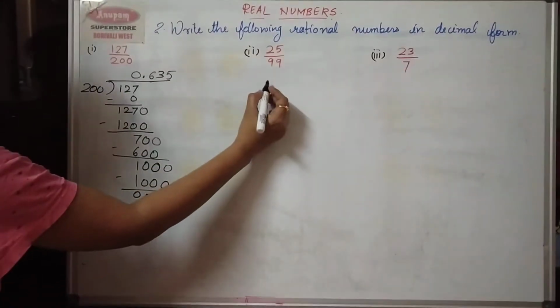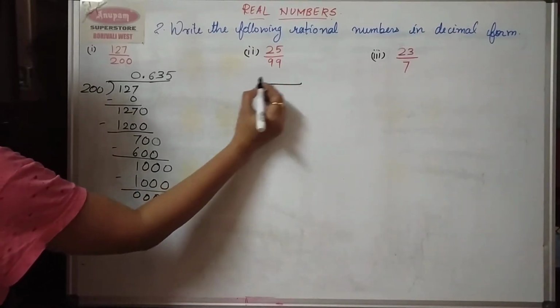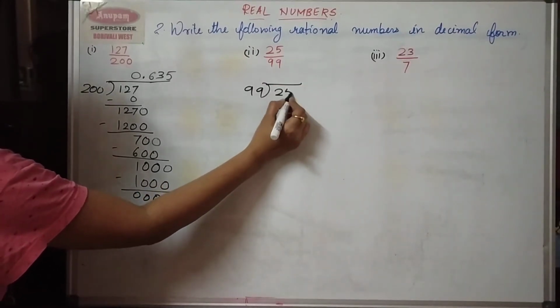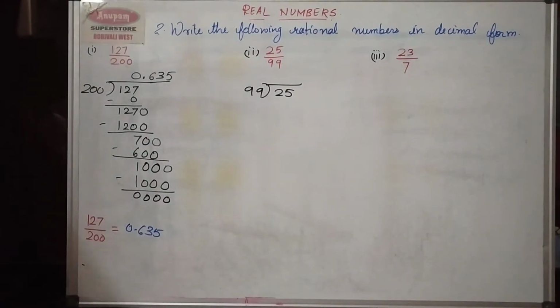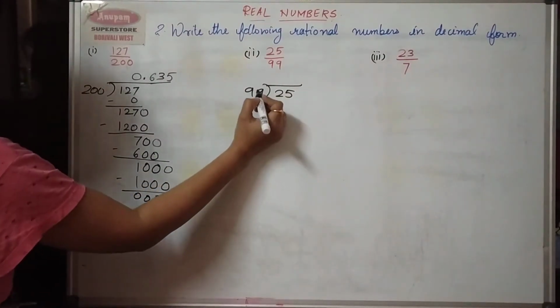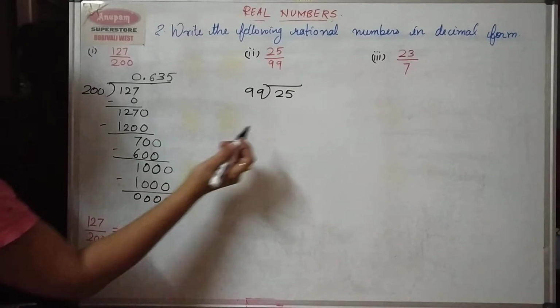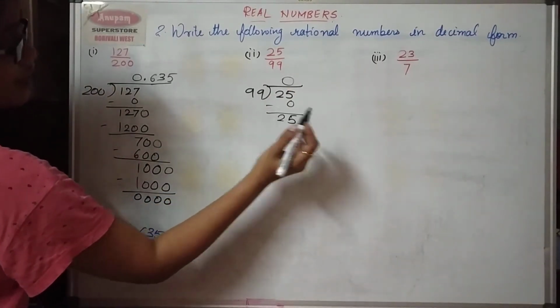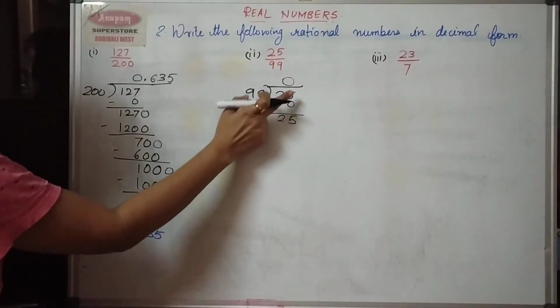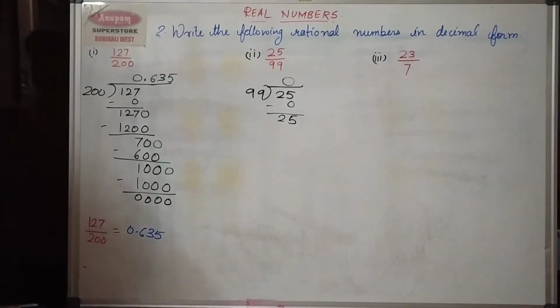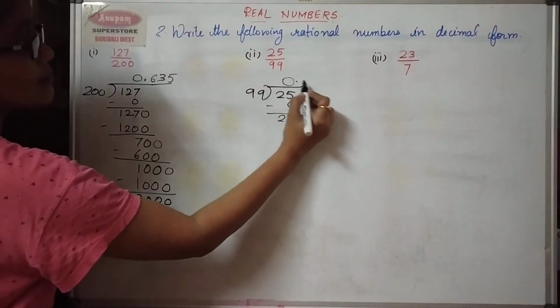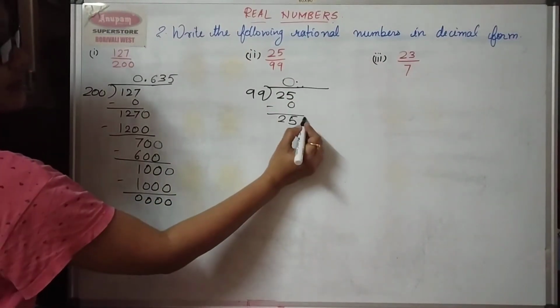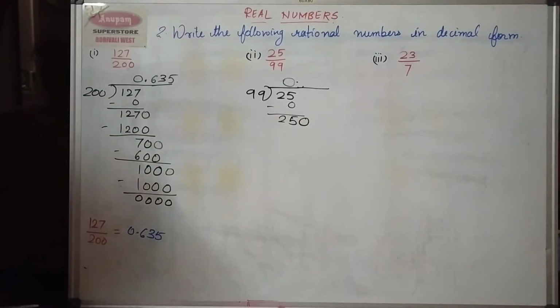In the similar way, I write down 99 outside and 25 inside. Now, since 25 is smaller than 99, I again start with 0, because 99 into 1 will give me 99, which I cannot take. So 99 into 0 will be 0, which will be 25. Now, again, I need to carry a number down here, but since I cannot do that, I take a decimal point here, and since I take a decimal point, I take a 0 also.